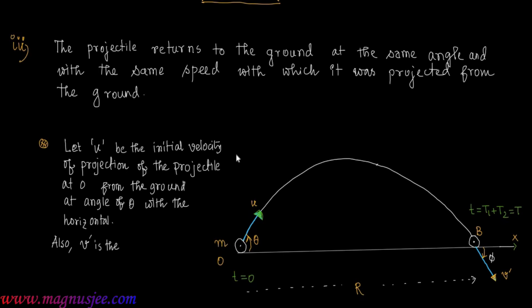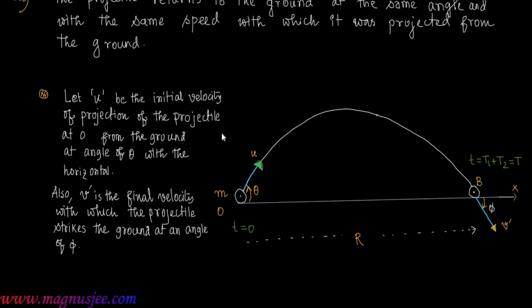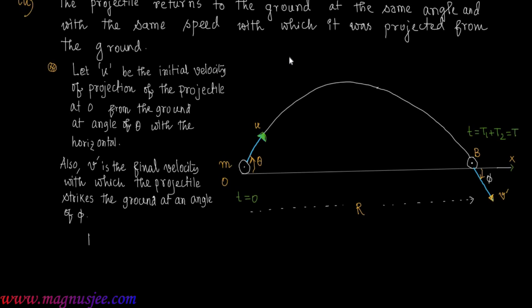Also, V prime is the final velocity with which the projectile strikes the ground, at an angle of phi. In this case, V prime will be equal to U and phi will be equal to theta. And the projectile strikes the ground at the point B.